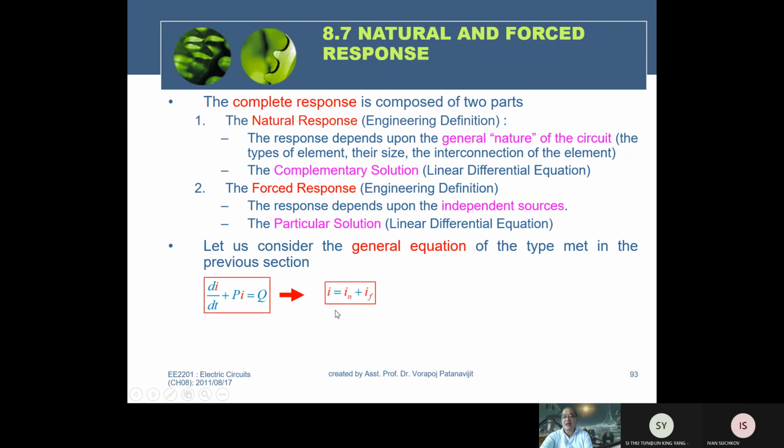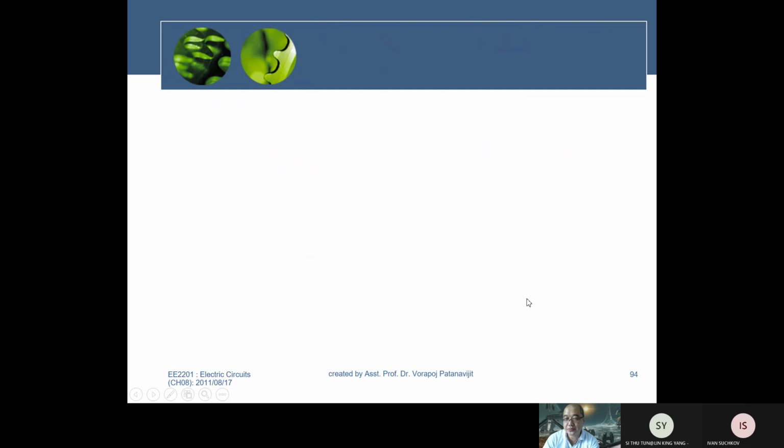Let us consider the general equation of the RL circuit from the previous section. You know that IL is in the form of two terms. One is the natural response, and the other is the forced response. The natural response is in the form of exponential decay, and the forced response is only a constant value.